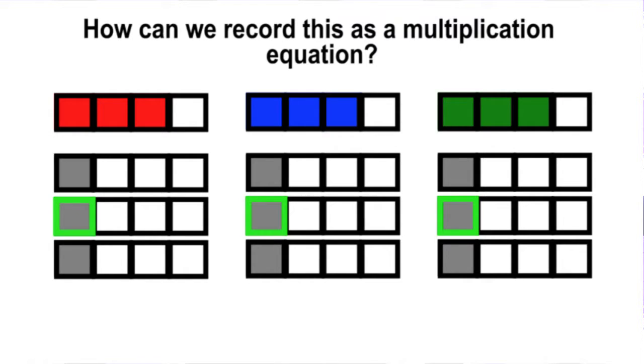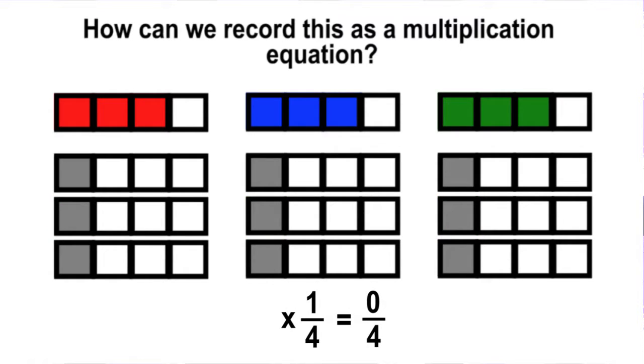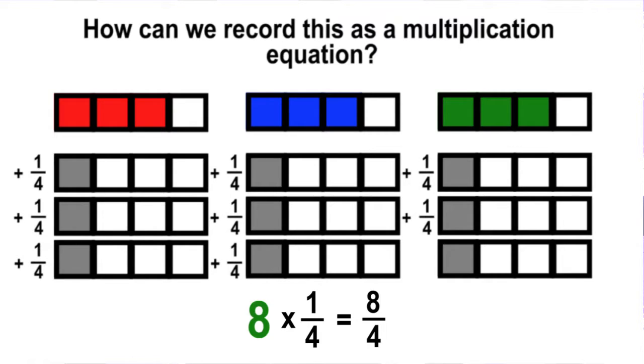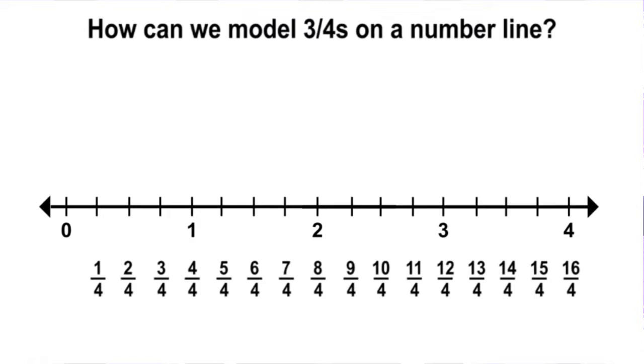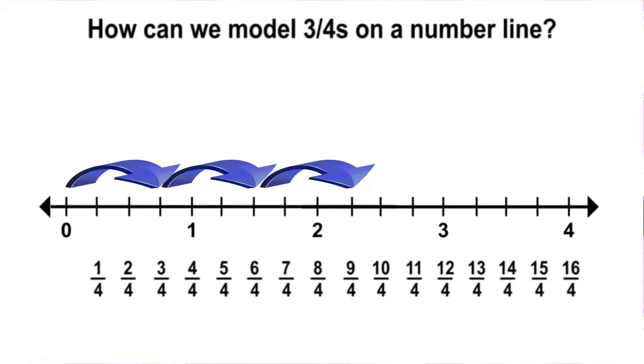Since there is only one shaded square in each whole, the shaded part represents 1/4. We have 1, 2, 3, 4, 5, 6, 7, 8, 9 1/4 units, or 9 times 1/4 equals 9/4. Let's take our first problem of 3 times 3/4 and model it on a number line. We make one jump of 3/4, another jump of 3/4, and another jump of 3/4, which gets us to 1, 2, 3, 4, 5, 6, 7, 8, 9/4.